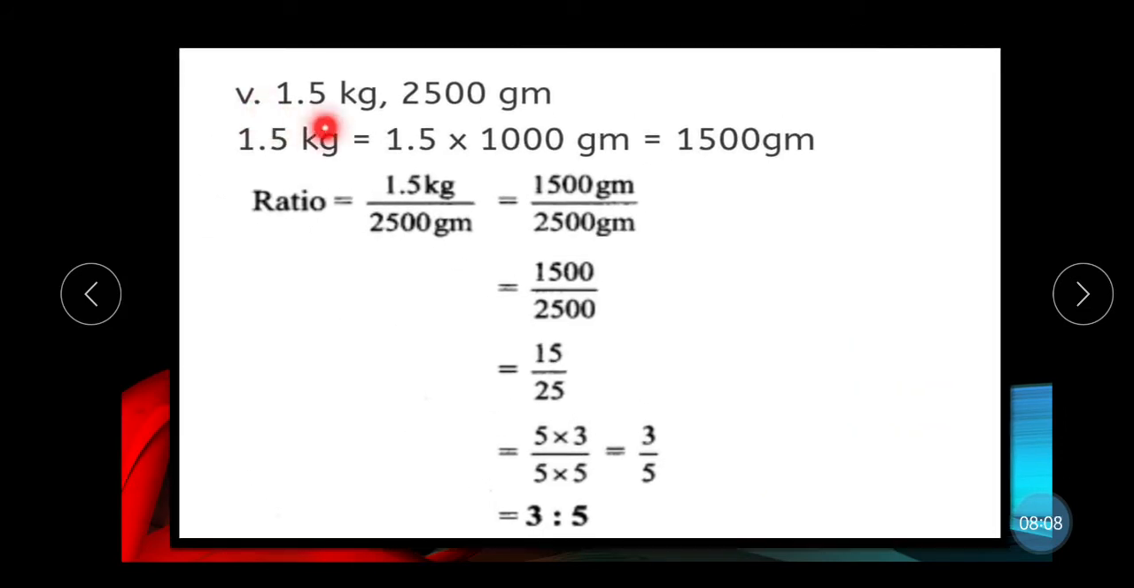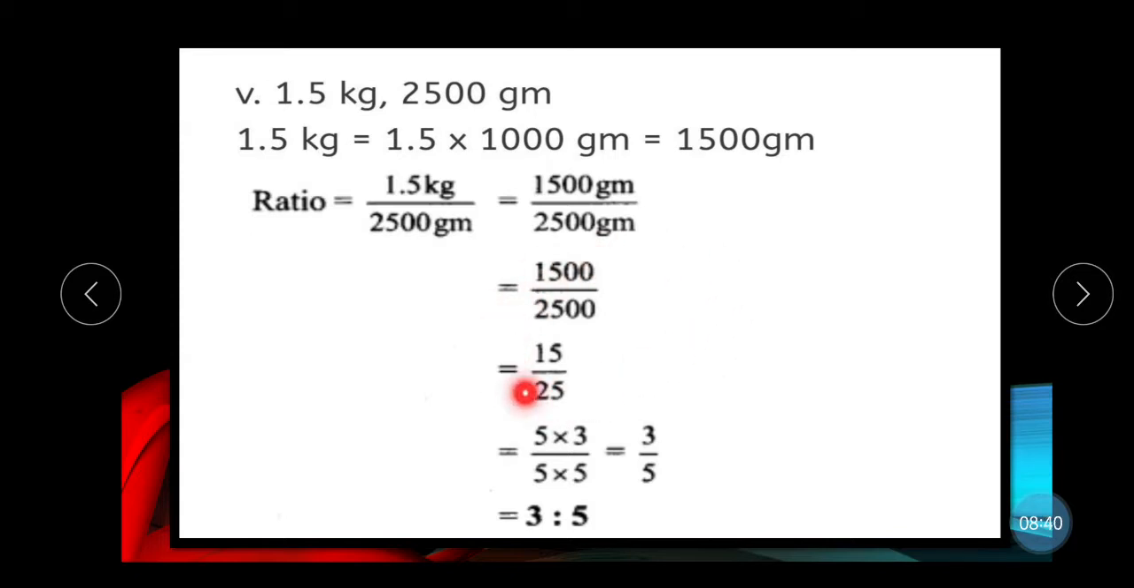Fifth one, 1.5 kg and 2500 gram. This is given in kg, this is given in gram. So let's convert this kg into gram. 1.5 kg is equal to 1.5 into 1000 grams. That is equal to 1500 grams. Ratio is equal to 1.5 kg upon 2500 gram. That is equal to 1500 gram upon 2500 gram.